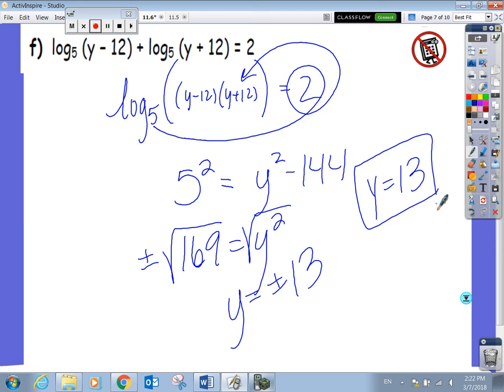Now, if you accidentally forgot to put plus or minus, then you accidentally get it right. But I would not count on accidentally. Know that it's plus or minus and know that you check. Because the problem we did yesterday, both the positive and the negative worked. It was plus or minus 3, and when we plugged them both in to the argument, both of them made the argument still positive.